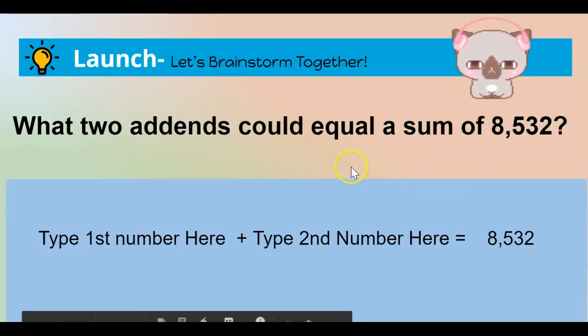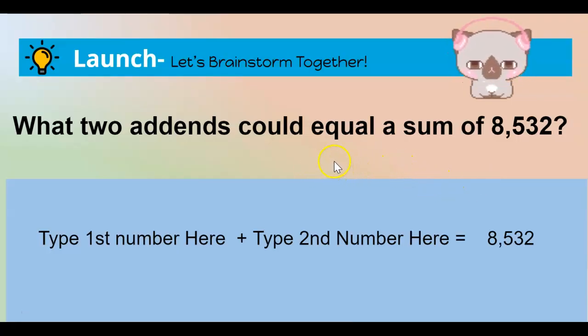Our next slide. What two addends could equal a sum of 8,532? Now, the word here, addends, some of you may be familiar with it, some of you may not. Addends are the numbers that you add up to get a certain sum. So addends are the two different numbers that you add up to equal this. Okay, that's what the addends are.